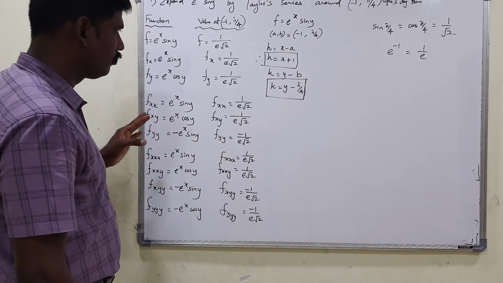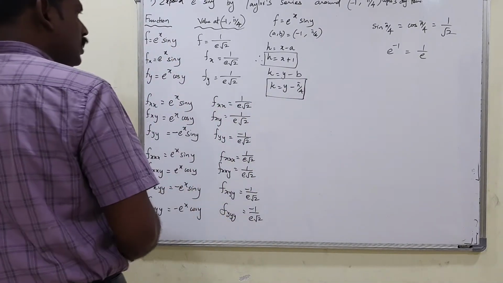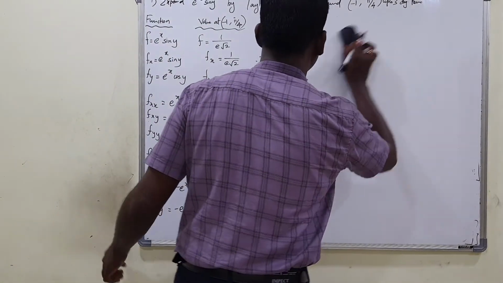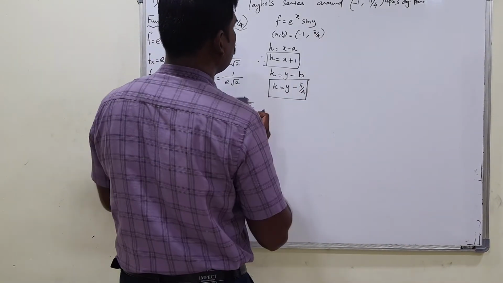Okay. That's all. Substitute all these values into the Taylor series expansion formula. You can get the answer. Right? What is f of x comma y?